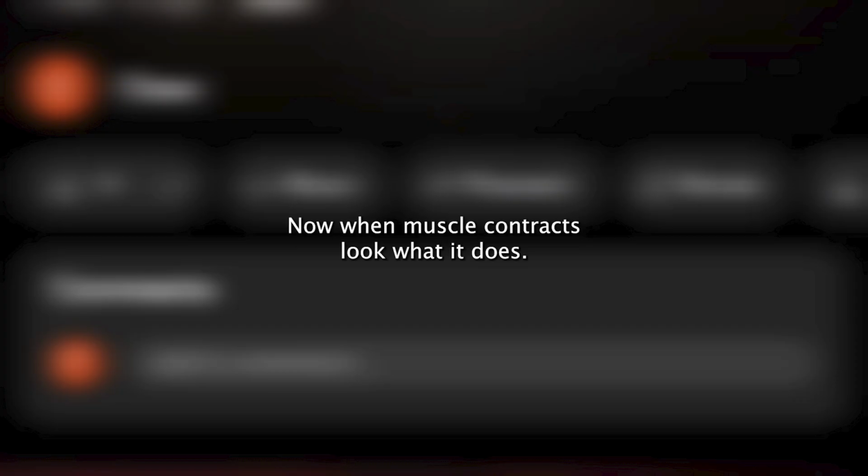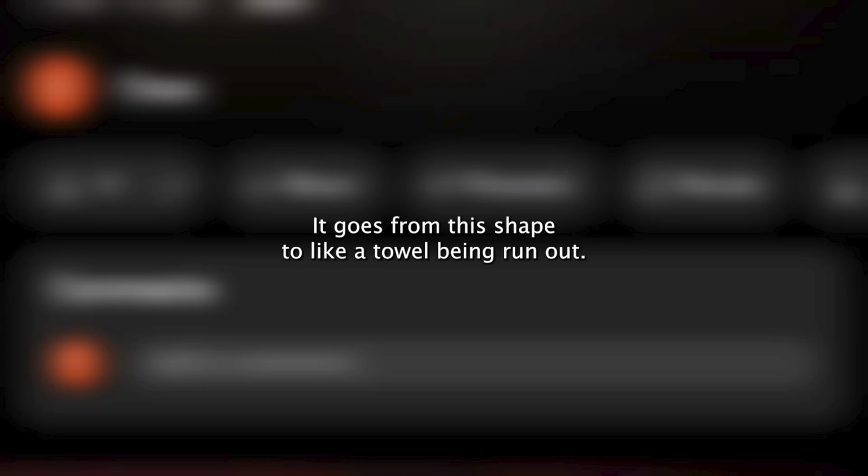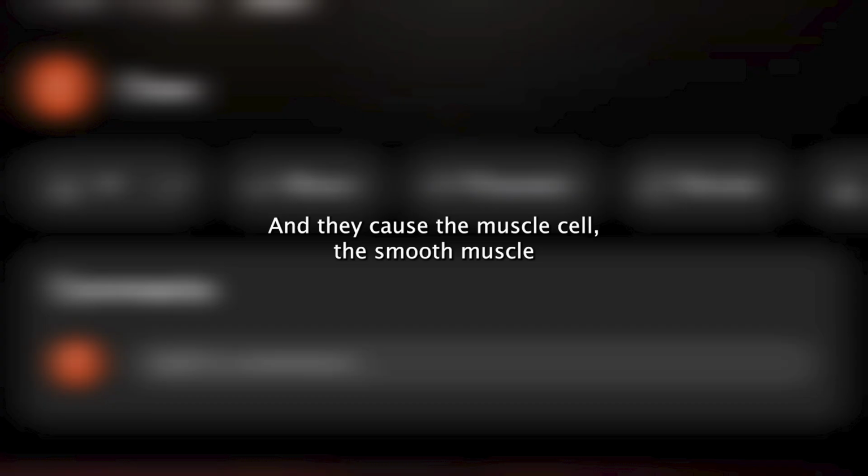Now, when muscle contracts, look what it does. It goes from this shape to like a towel being wrung out. So these intermediate filaments, the actin and myosin, contract, and they cause the smooth muscle cell to take on that appearance.